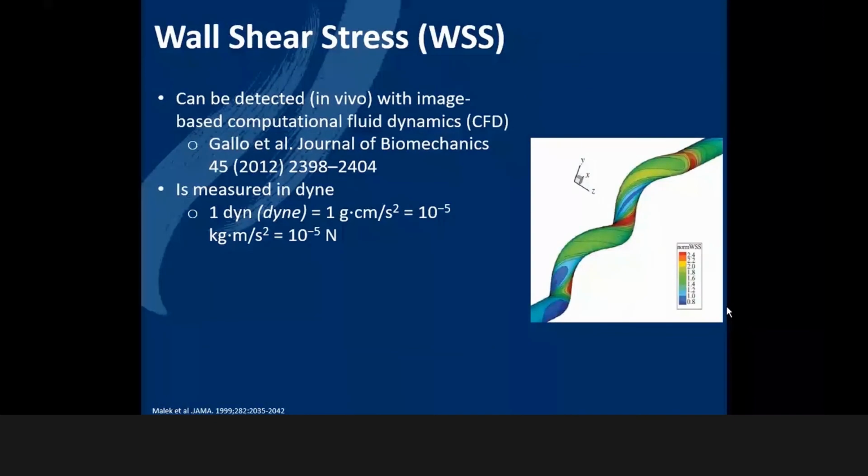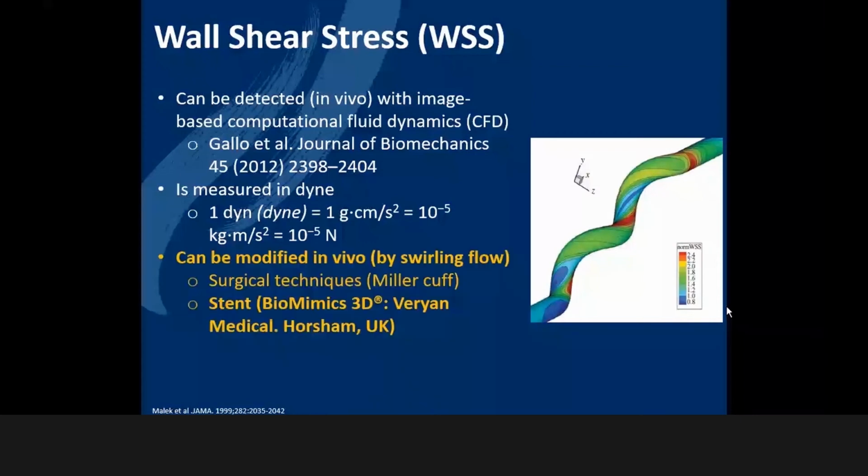Wall shear stress is also important to know what this means. So we have here a very nice colored image that shows us a mixture of amounts of wall shear stress, which is typical in this helical flow model. So wall shear stress also can be detected and measured and can be modified in vivo by the swirling flow, what I just explained.